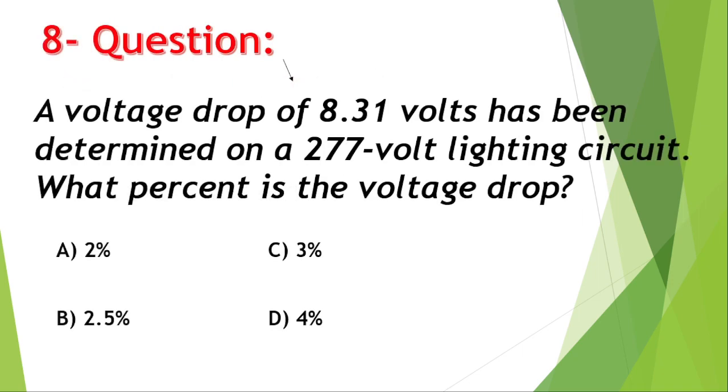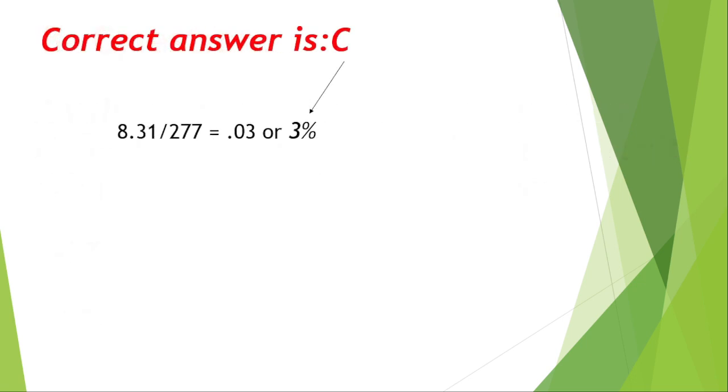Question number 8. A voltage drop of 8.31 volts has been determined on a 277 volt lighting circuit. What percent is the voltage drop? A. 2%. B. 2.5%. C. 3%. D. 4%. Correct answer is C. Please see the reference.